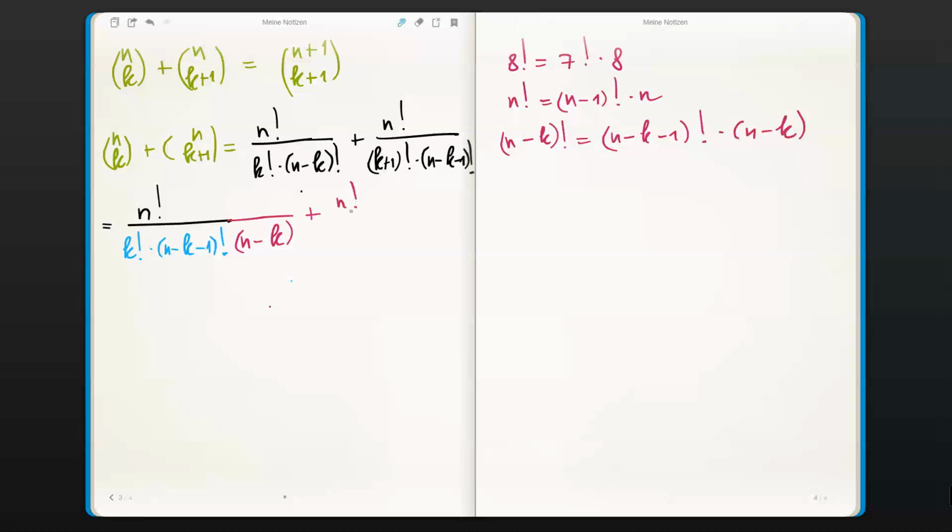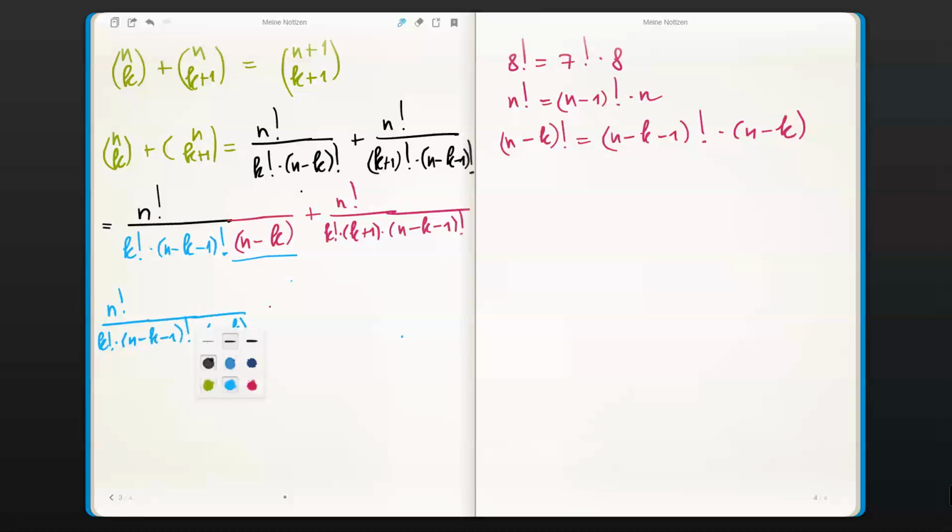Plus, we keep n factorial, and k plus 1 factorial we write down as k factorial times k plus 1 times n minus k minus 1 factorial. That's the story. So in the next step, as you can see, we are missing k plus 1 in the left fraction, and in the right fraction, we're missing n minus k. So we take the first fraction, n factorial divided over k factorial times n minus k minus 1 factorial times n minus k. We keep it the way it was previously.